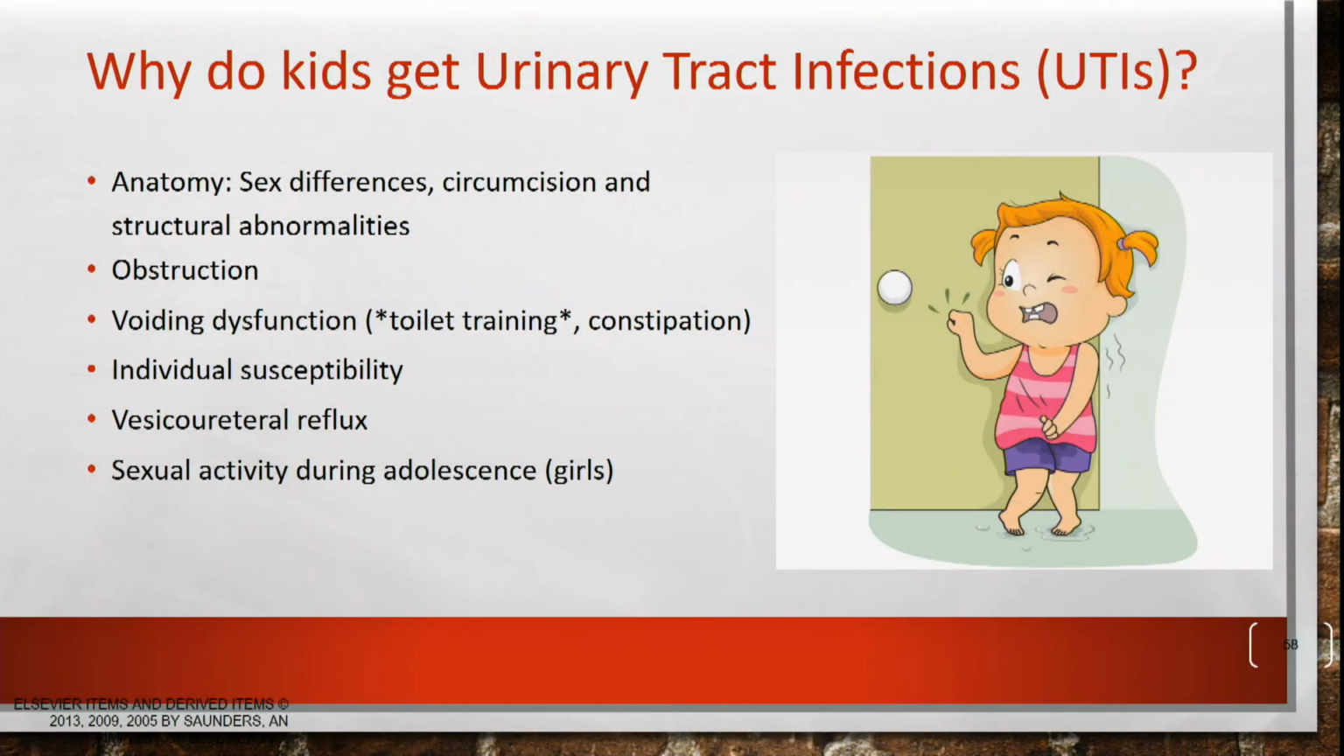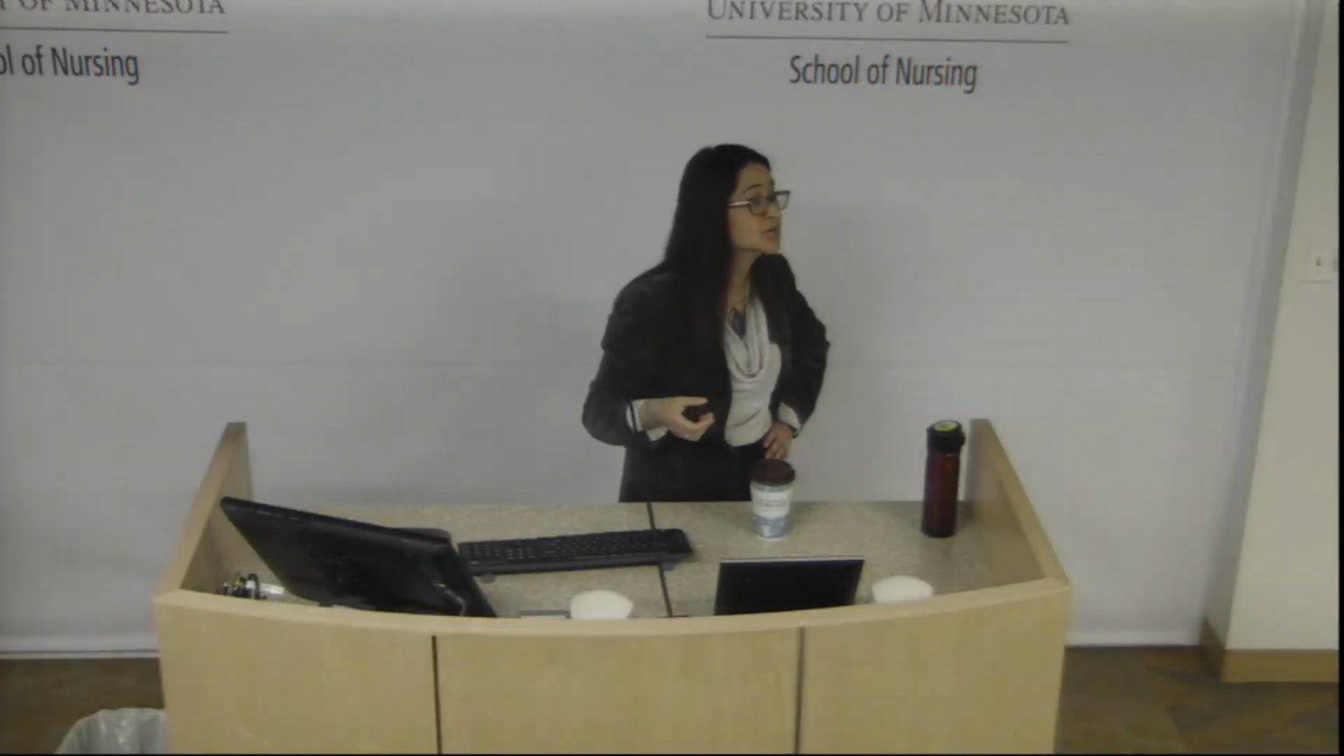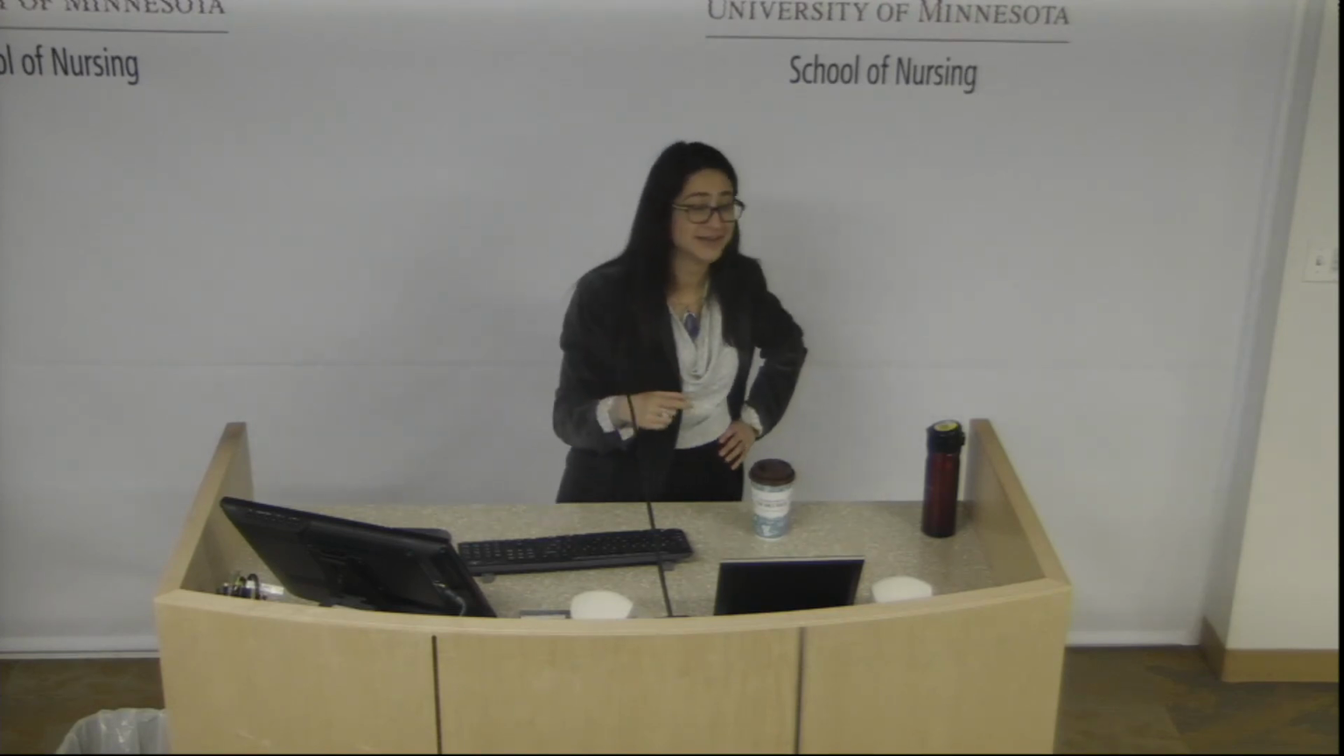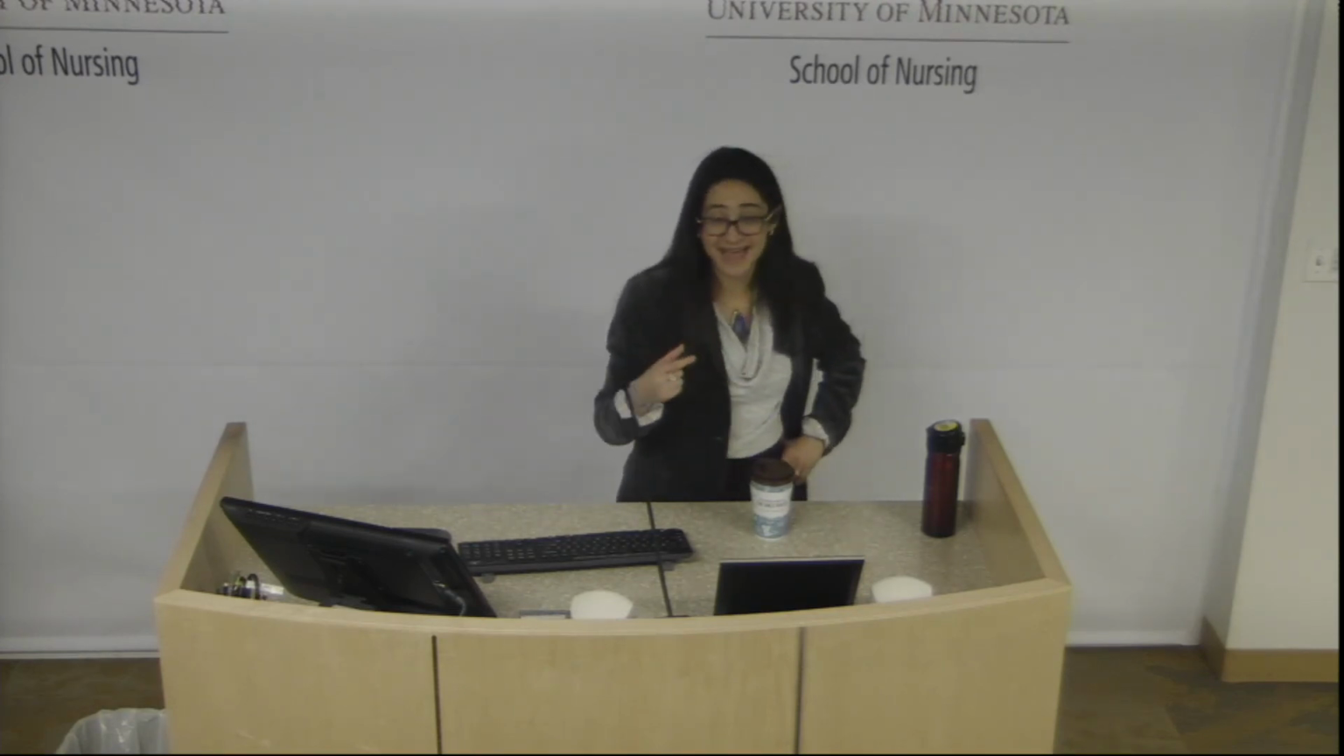So there's sex differences, and that means biologic, birth-assigned sex differences in the way that the anatomy is. So girls have very short urethras. Little girls who are 3 years old, who are just potty trained, are learning how to wipe. And that can be a challenge.